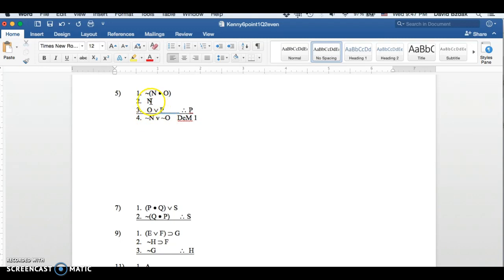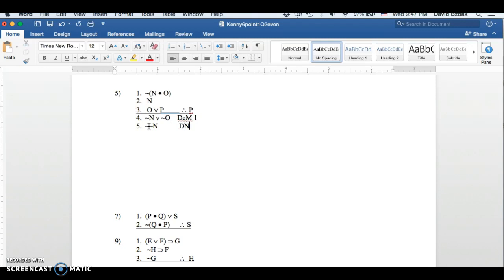We have a disjunction here and we have N, but notice N is not the negation of one of the disjuncts, so we can't do disjunction elimination, or at least first we have to do a double negation step. Okay, so why do we have to do double negation? Because to do disjunction elimination, we need a disjunction and the negation of one of the disjuncts. N by itself is not a negation of anything. There's no negation there at all. So we can't do a disjunction elimination until we do this double negation.